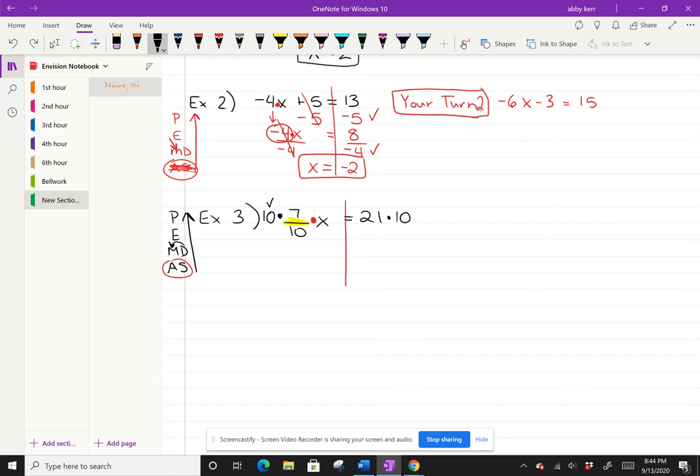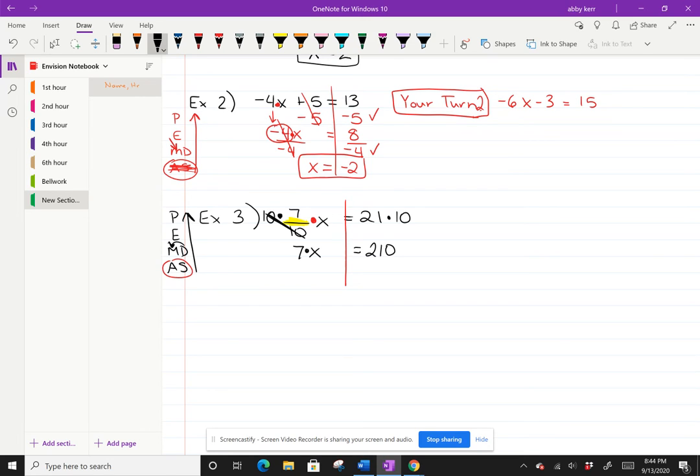Now, the nice thing about multiplying by 10 is that 10 divided by 10 goes away, becomes a 1. So then now all I'm left with is that 7 times x. And then make sure you use a calculator for this. 21 times 10 is 210. And now we're down to a 1-step. This 1-step you have seen before. You've seen it in example 2, and you've seen it in example 1.